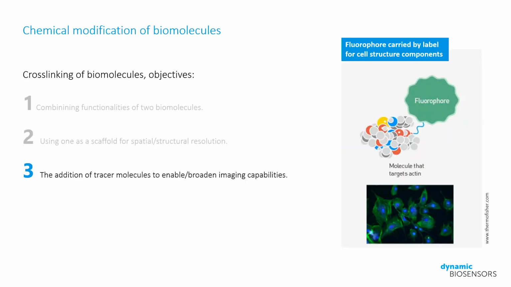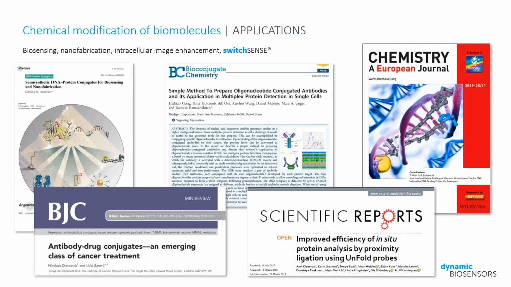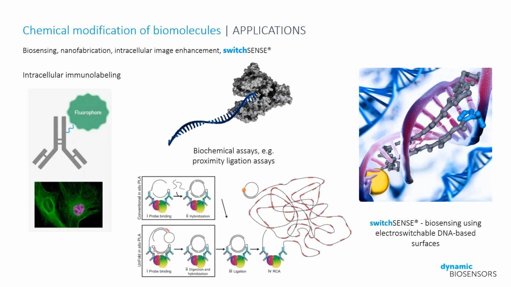And a third, and rather common application, is the attachment of tracer molecules such as fluorophores to enable the fluorescent imaging of targeted biomolecular systems, such as the intracellular actin structures that you see in the bottom right of the slide. As we can gather from the motivations to conjugate biomolecules, the applications for such techniques are very broad and cover the fields of biosensing, including SwitchSense, of course, nanofabrication, and subcellular structural imaging. In these instances, we have chosen to highlight the applications that specifically involve the conjugation of a protein to DNA.